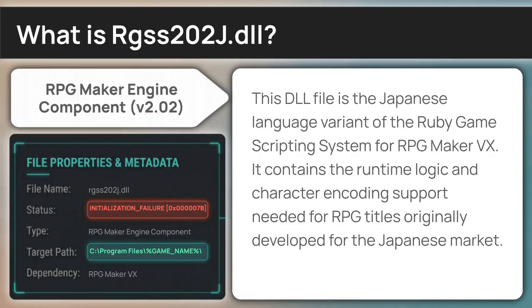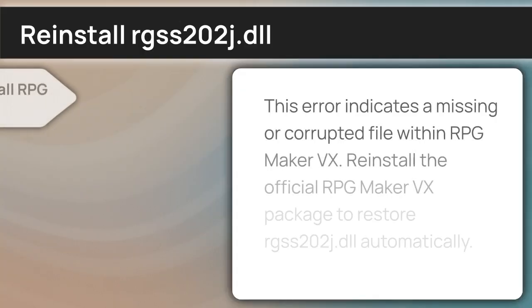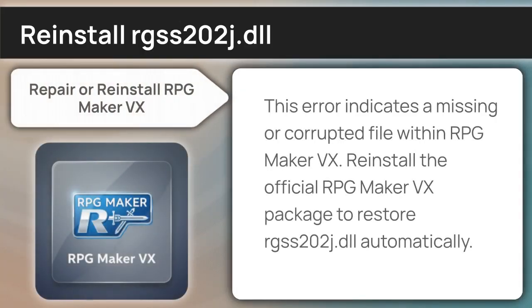Knowing the file's purpose is helpful, but now we need to physically restore it. The RGSS202j.dll is required by RPG Maker VX to run correctly. Reinstalling the latest official version of RPG Maker VX ensures all required application DLLs are restored.